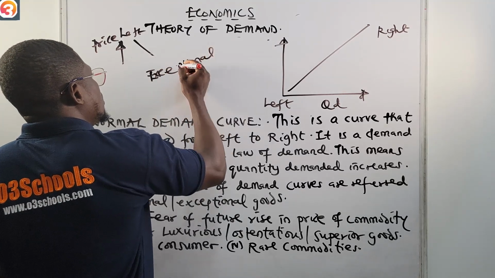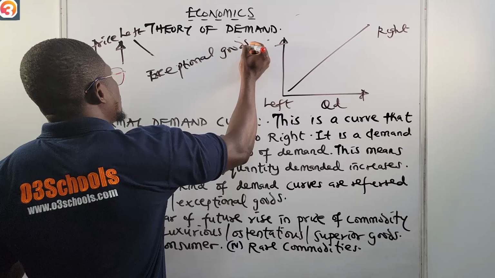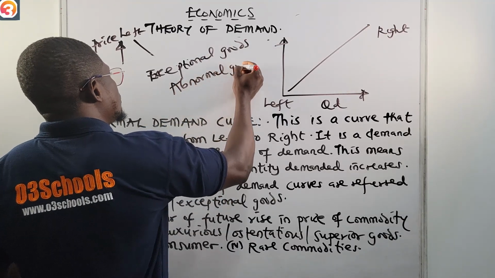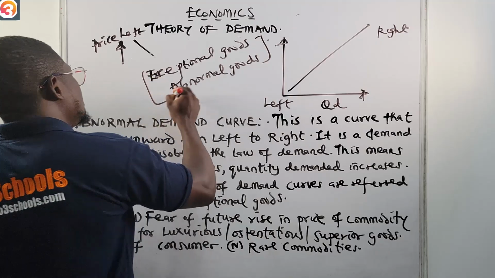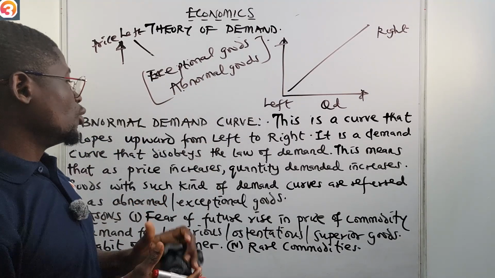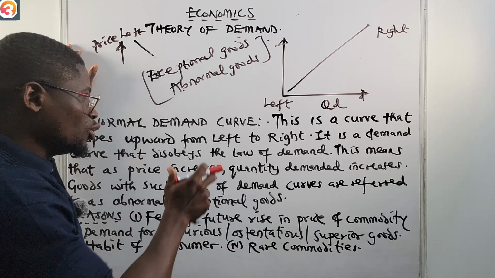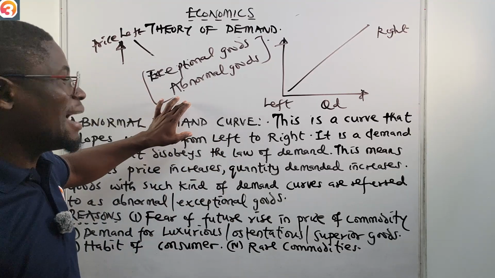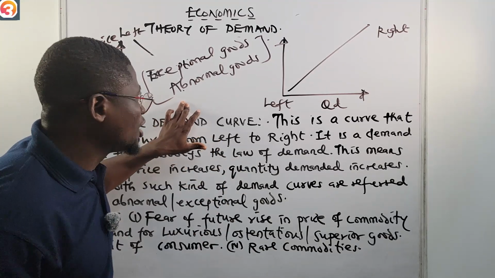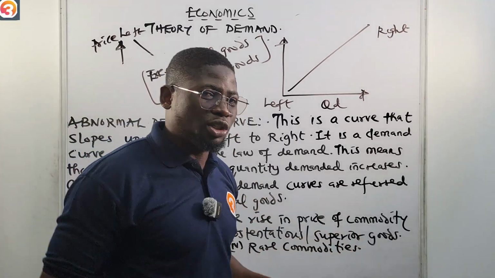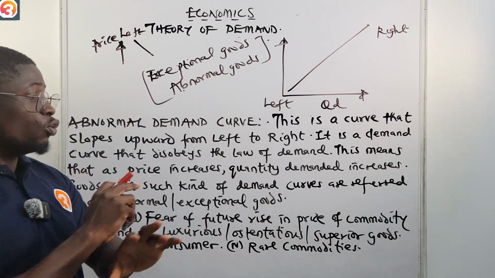Exceptional goods, or we call them abnormal goods. Okay, so please take note of that. All right. So they are called exceptional goods, or abnormal goods. Those are the goods that show an abnormal demand curve. Take note of that, so when you see them in your past questions, you know it. I want you to know it once and for all.